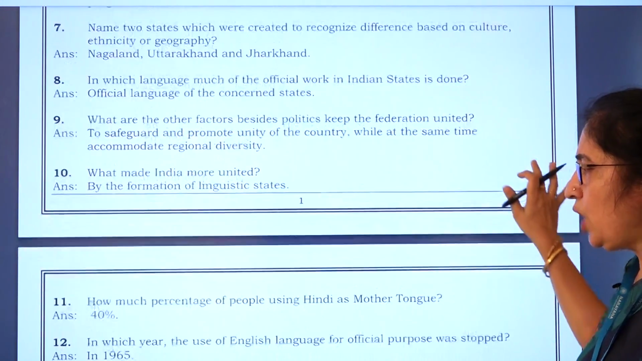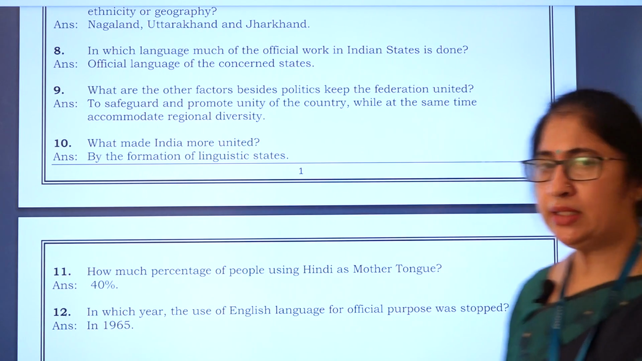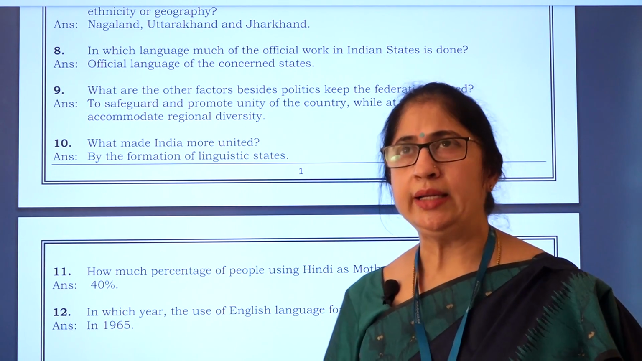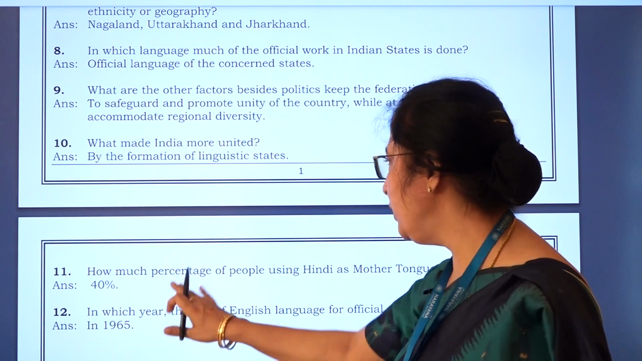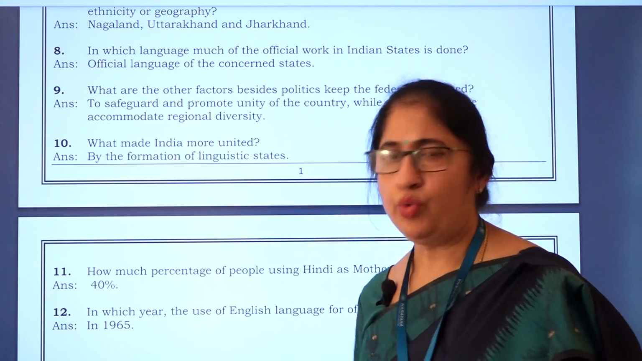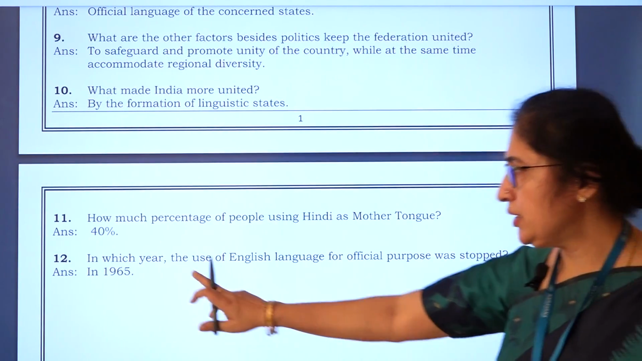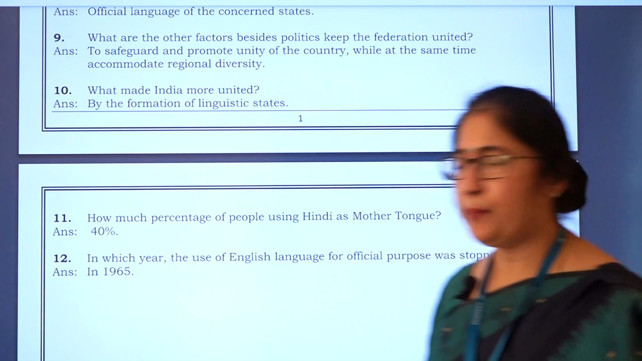What is the next question? What percentage of people use Hindi as their mother tongue? Roughly it is 40%. Now, according to the new census, it is 43% of the people. You can write here 40%. Fine. The next question is, in which year was the use of the English language for official purposes stopped?